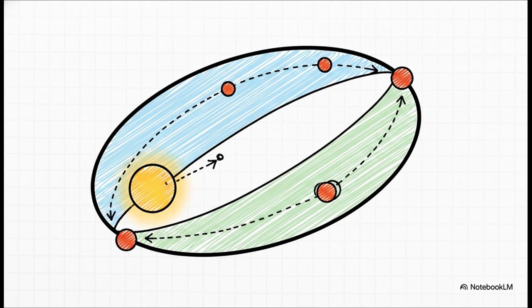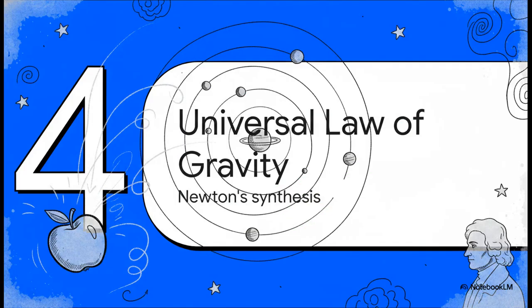First law, the orbit is an ellipse with the Sun at one of the foci. Second law, the line joining the planet and the Sun sweeps equal areas in equal intervals of time. And the third law, the square of its period of revolution is directly proportional to the cube of its mean distance from the Sun. But here is the kicker, students. Kepler figured out the how perfectly, but he actually had no idea why the planets followed these rules. Which brings us to our final piece of the puzzle, Section 4, the universal law of gravitation.